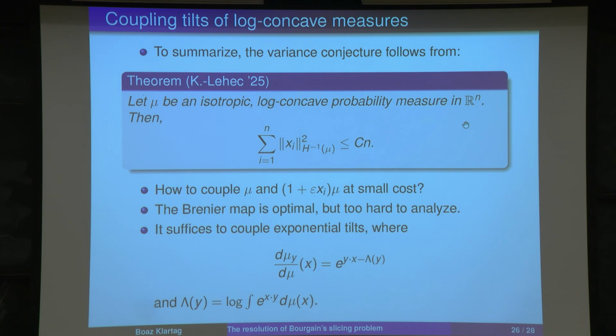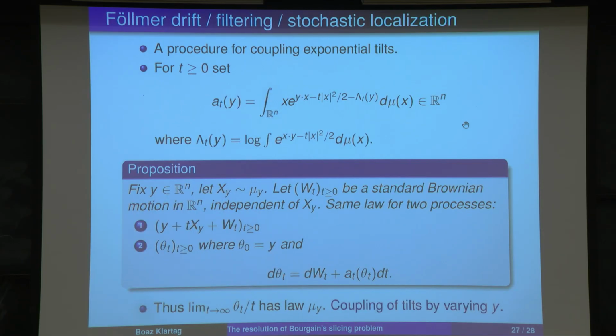Okay, so we want to couple the measure mu with some exponential tilt, if you want some infinitesimal exponential tilt. What we actually do is, we don't just couple the measure mu to exponential tilts, but we couple all exponential tilts between themselves. There is a procedure that has appeared in several places in mathematics. It's called the Föllmer drift. It appeared in the theory of nonlinear filtering and stochastic optimization. This is a certain procedure that gives us simultaneous coupling of all exponential tilts of a given measure.